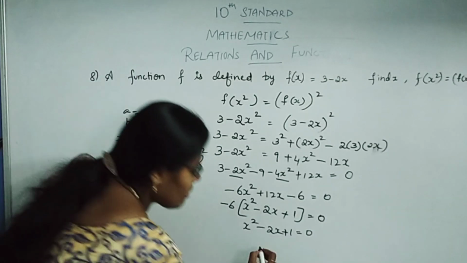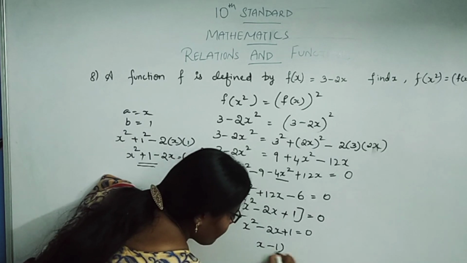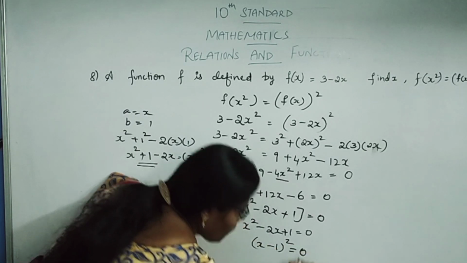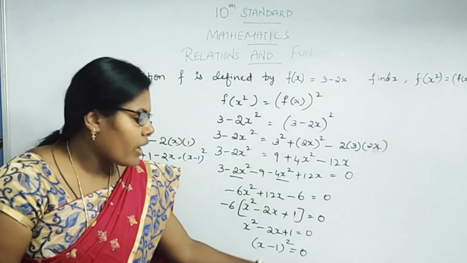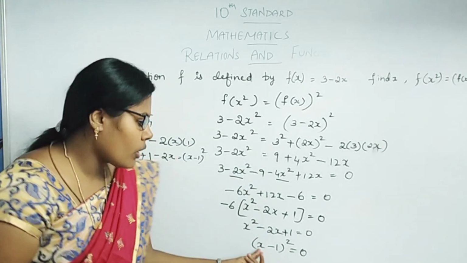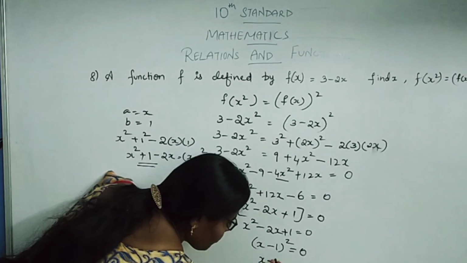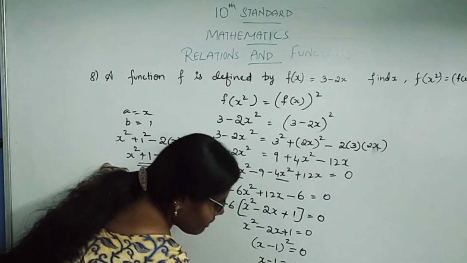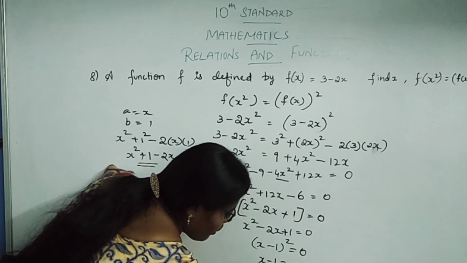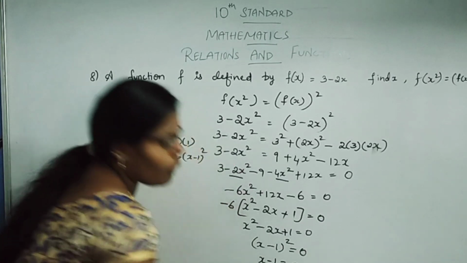So we'll substitute this as x minus 1 whole square. See, if I shift this square that side, which becomes square root, so square root of 0 is obviously 0. So what we'll do, directly we'll write x minus 1 is equal to 0. So x is equal to, if I shift minus 1 that side, that becomes plus 1. So your answer is 1.